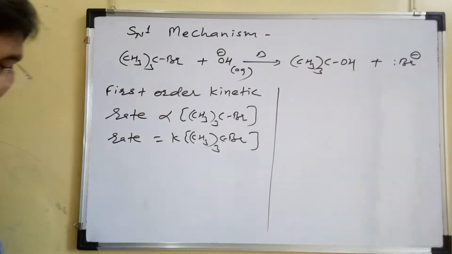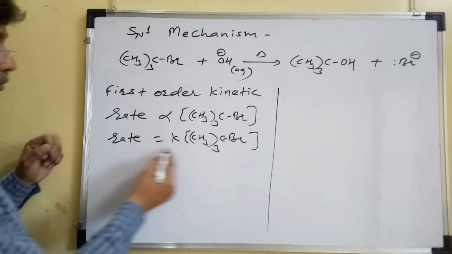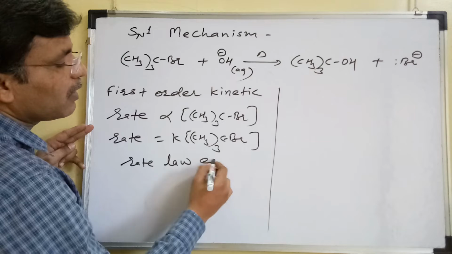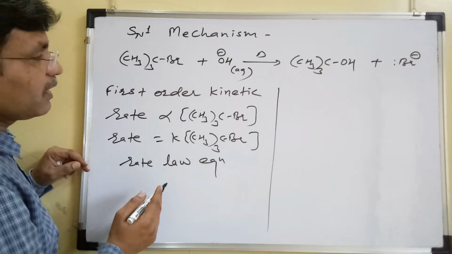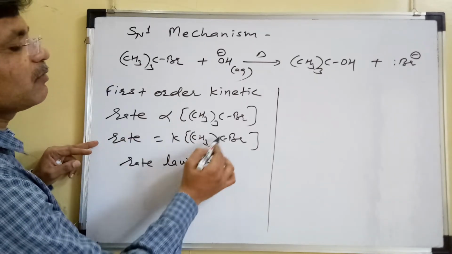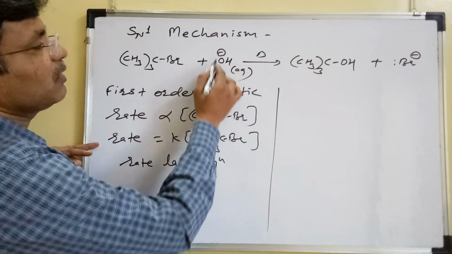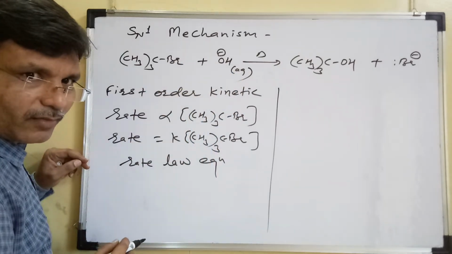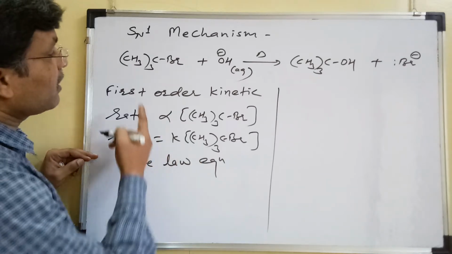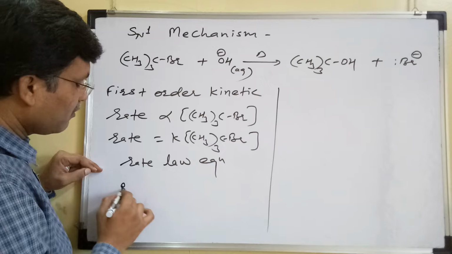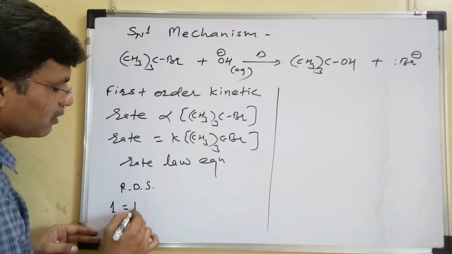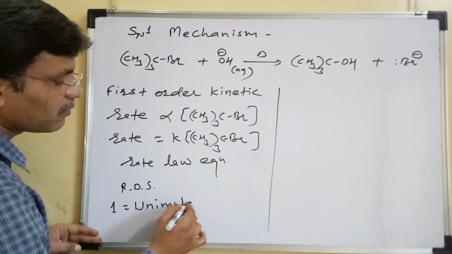This equation is a rate law equation. This rate law equation indicates that the rate of this reaction only depends upon the tertiary butyl bromide and does not depend upon the OH minus ion concentration. As well, only one of the substrates is present in the rate determining step. Only one of the substrates. That's why this reaction is called a unimolecular reaction.